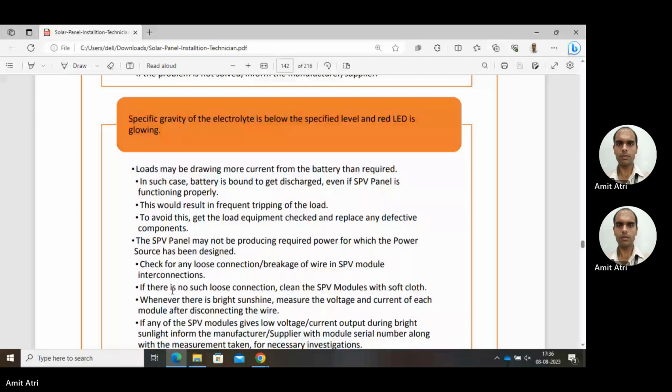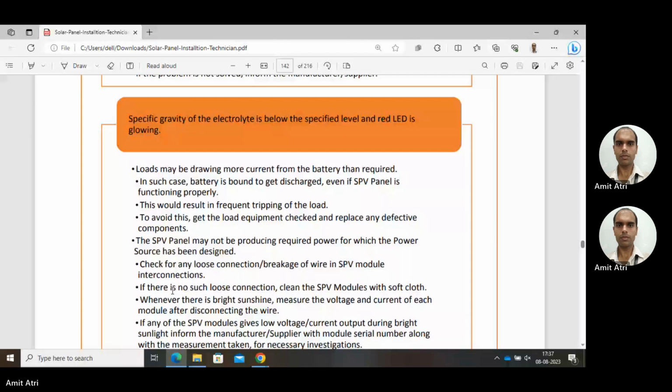Now, to avoid this situation, we need to check the load equipment and replace any defective component, due to which a larger current is being drawn from the battery. The SPV panel, the solar panel, may not be producing the required power for which the power source has been designed. That means the power produced by the panel is less than specified. Then check for any loose connection, or any wire that is broken in the connections of the solar photovoltaic module or the panel. It could be some type of loose connection or breakage of wire. That's why we are getting a lesser amount of power.